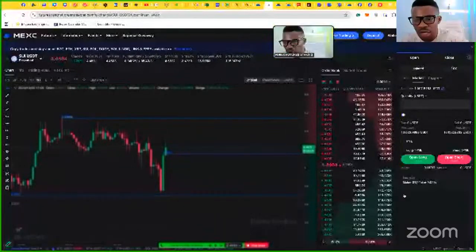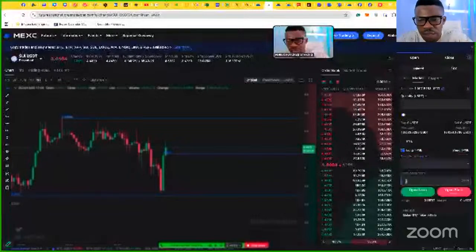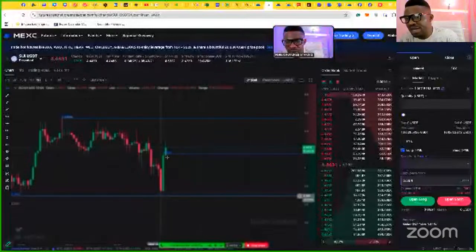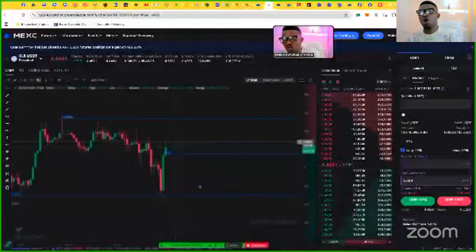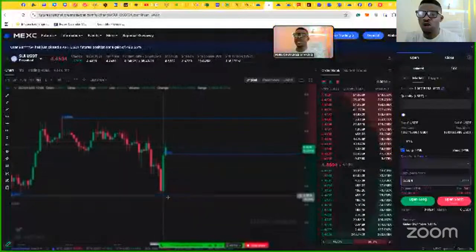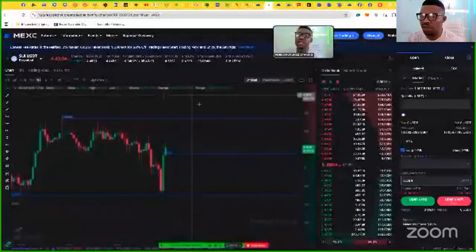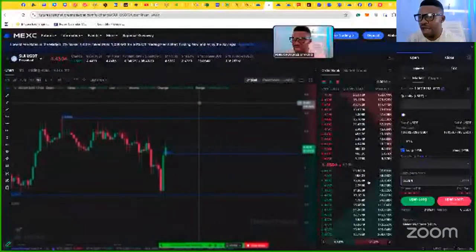Stop loss is 3.384. That is where the stop loss of this movement should be. Meaning that if price comes there and closes below that line, that bullish move is no longer valid, it's invalid. So that is where we've set the stop loss.